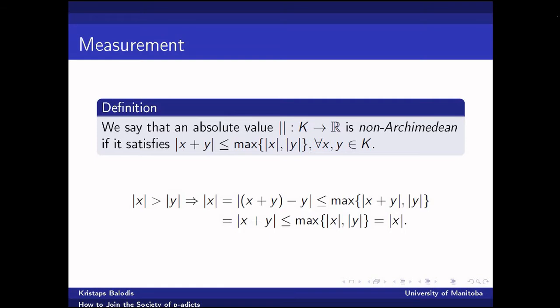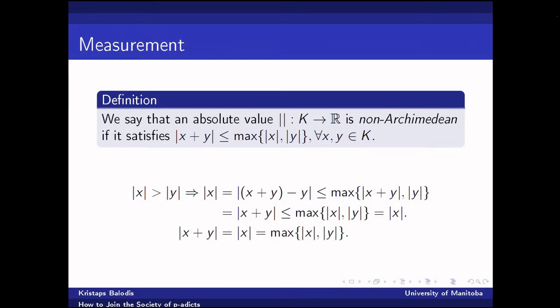Well, the norm of x plus y is at most the maximum of the norm of x and the norm of y. But we're assuming in this case that it's x which is the maximum. So now if we look at all these inequalities, everything gets sandwiched together. And in particular, we find that the norm of x plus y is equal to the norm of x. So in fact, when x and y are not of equal norm, for a non-Archimedean norm, we actually have equality in the definition.